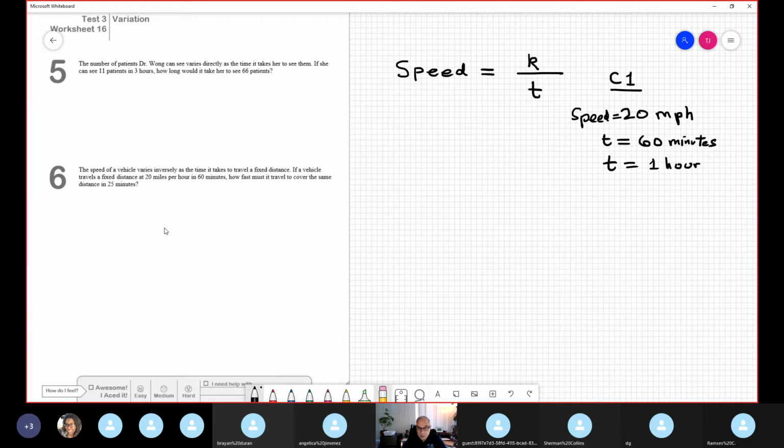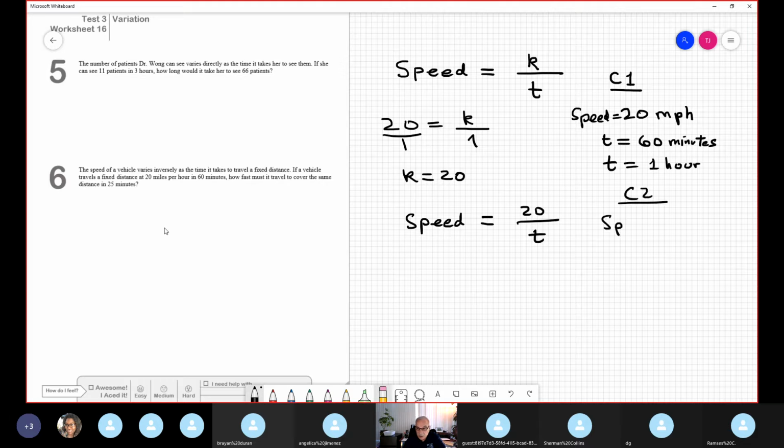And now the speed is 20, the constant, I have no idea, and the time is 1, not 60. Cross multiplication one more time, it is 20. The constant is 20. Okay, now I set up the equation again for the second condition, speed is equal, but I replace, I know this is 20 over time. Okay, how fast is the speed? So I need to know in condition 2, what is the new speed? Question mark. Speed, I have no idea.